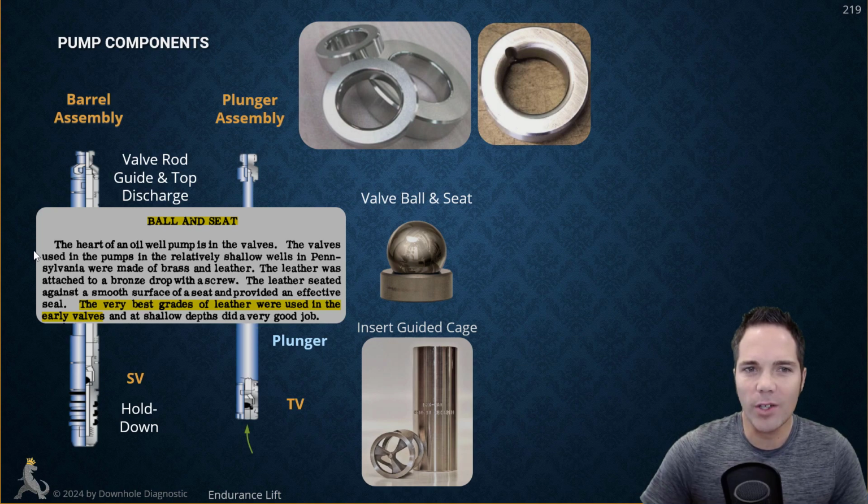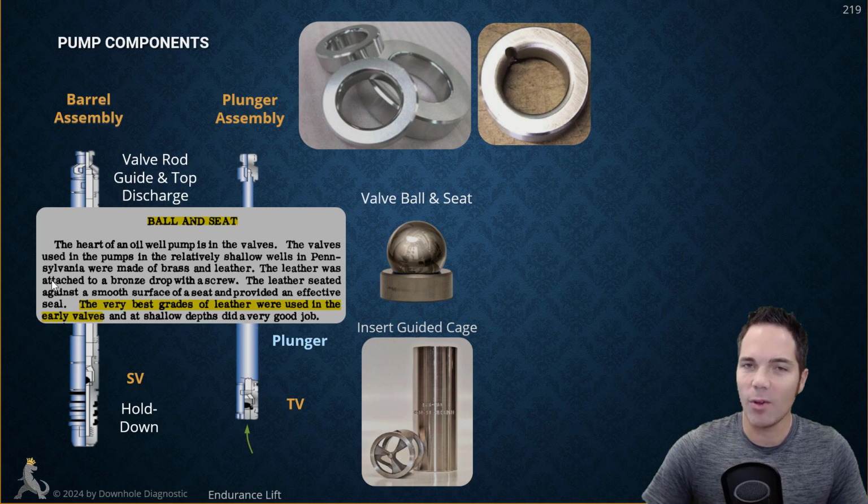It says, "The heart of an oil well pump is in the valves. The valves used in the pumps in the relatively shallow wells in Pennsylvania were made of brass and leather. The leather was attached to a bronze drop with a screw, the leather seated against a smooth surface of a seat, and provided an effective seal. The very best grades of leather were used in the early valves, and at shallow depths did a very good job." So they're talking about using bronze and leather as valves.